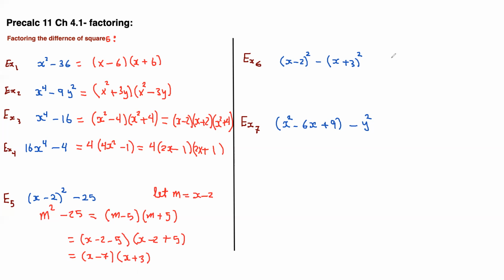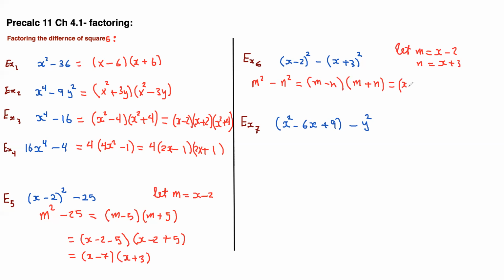This one here, you're going to let m equal x minus 2 and n equal x plus 3 to make this simpler. So now we can write m squared minus n squared, which factors into m minus n, m plus n. Now you go back and substitute x minus 2 for m and x plus 3 for n.